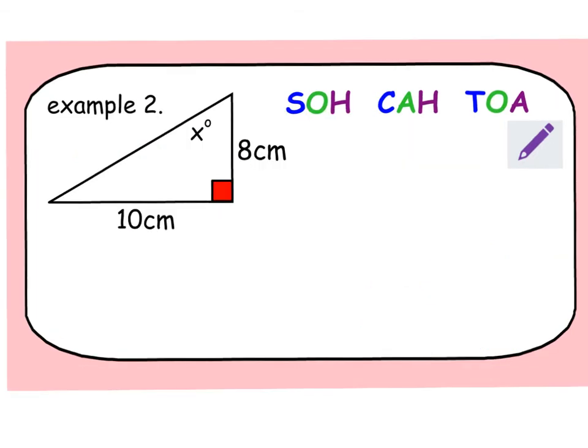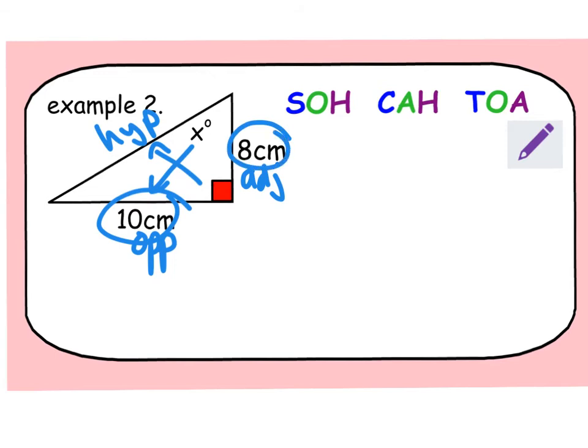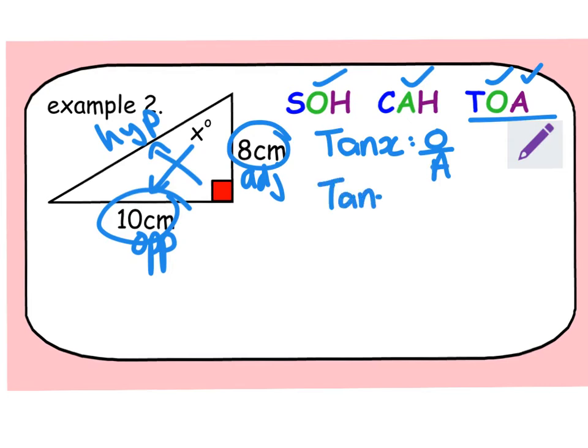So let's do the same for our second example. Our labelling step, across the angle is your opposite. Across the right angle is hypotenuse, and the one that's left is your adjacent. So we know this time our opposite and our adjacent. The TOA one has 2 ticks this time, so we're using the tan formula. So tan x equals O over A. We don't know our angle, so it stays as tan x.